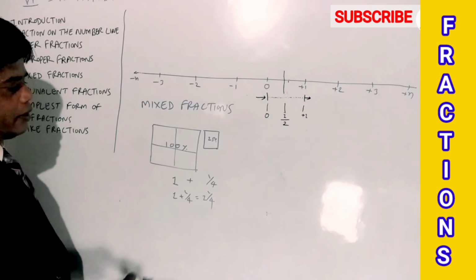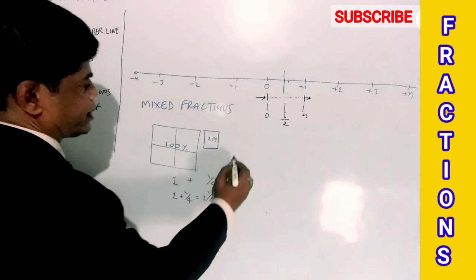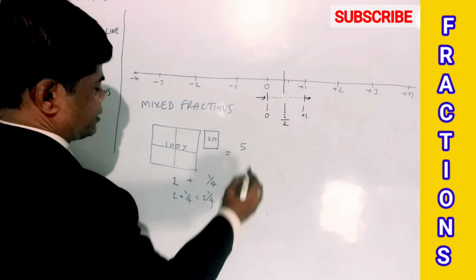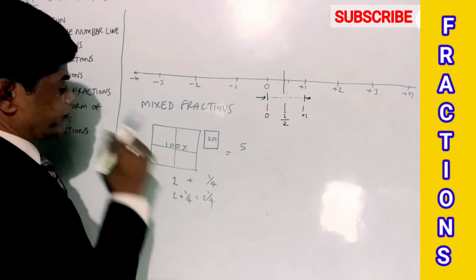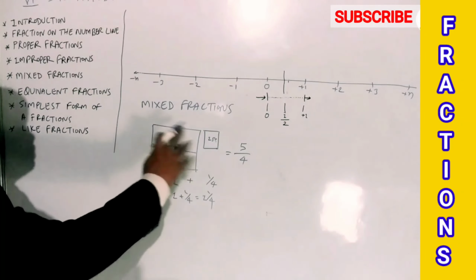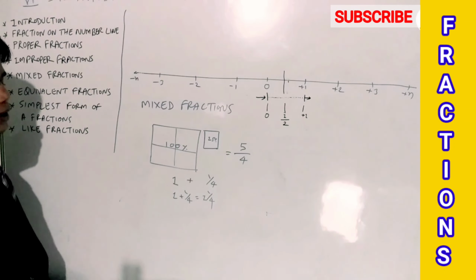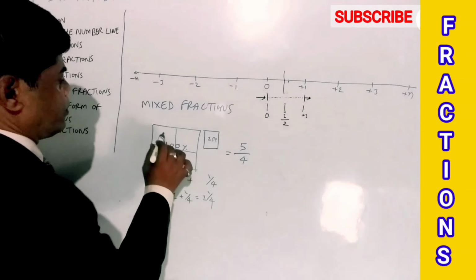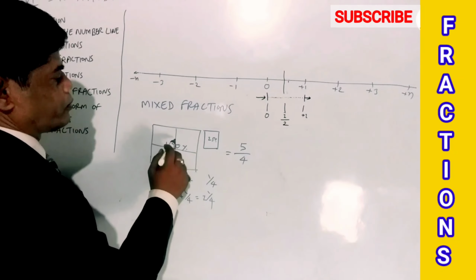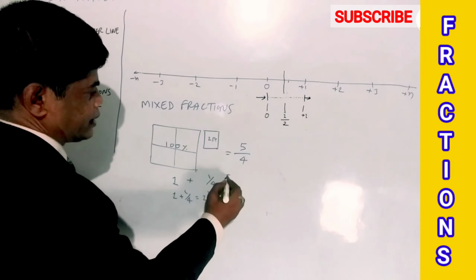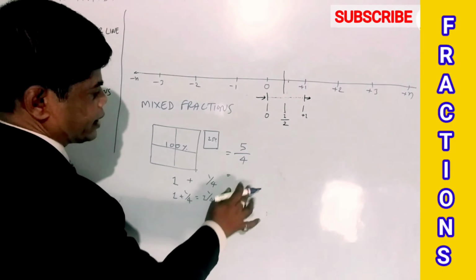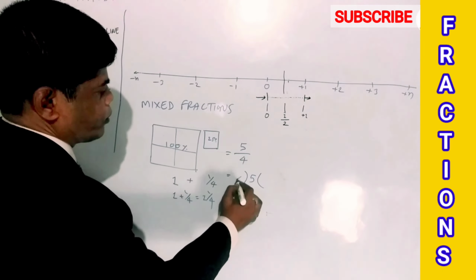1 by 4 means 1, 2, 3, 4, 5 are there. Total 5 are there. Divided by 4. I am writing this box, the concept of this box. It is representing 5 by 4. How is it? 1, 2, 3, 4 and 5 are there. But originally it was 4, you have added 1. This is written as 4. You divide it: 5 divided by 4.